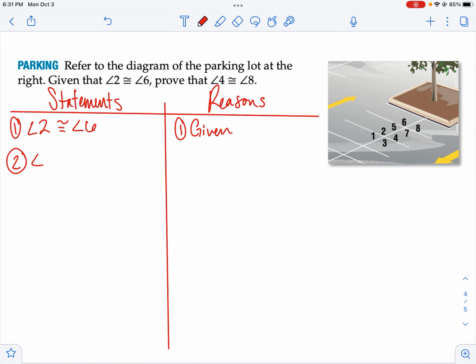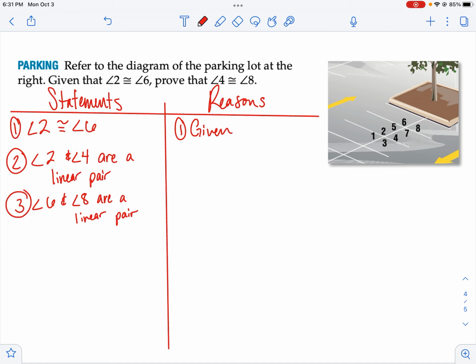So I can say that angle 2 and angle 4 are a linear pair. Angle 6 and angle 8 are a linear pair. Maybe I should make that its own step. So steps 2 and 3, those are kind of given to us by the diagram.